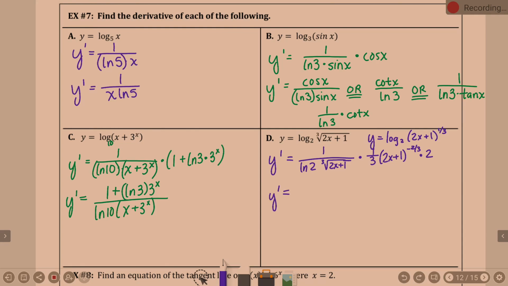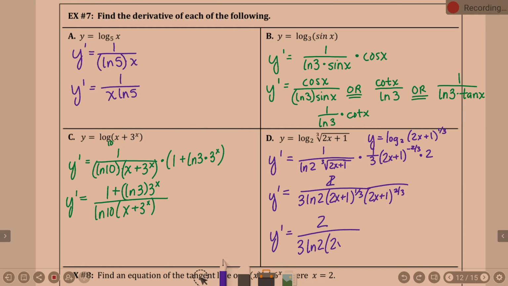Of course, there's some cleanup you can do here in that the 2 can go on top, the 3 can go on bottom. So 1 over 3 natural log of 2. 2x plus 1 to the negative 2/3 can go down to the bottom. And so we already have a 2x plus 1 to the 1/3, and now a 2x plus 1 to the 2/3 when you move it down below. That's just going to give you a 2x plus 1 to the 1st, if you didn't see that coming. I said the 2 would be on top but didn't write it. So 2 over 3 natural log of 2 parentheses 2x plus 1.